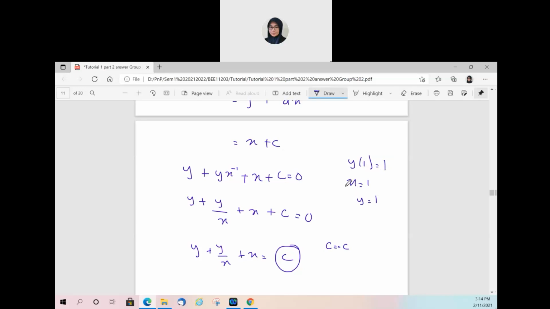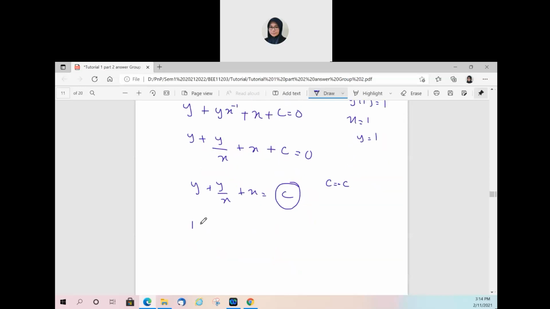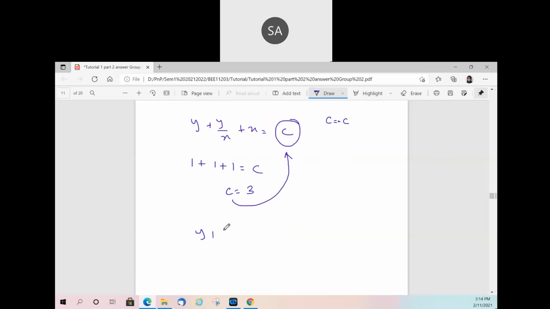So you have to replace 1 inside this equation. Then you have 1 plus 1 plus 1 equals to c. Then c equals to 3. You masukkan c dekat dalam ni balik. Then you have y plus y over x plus x equals to 3.